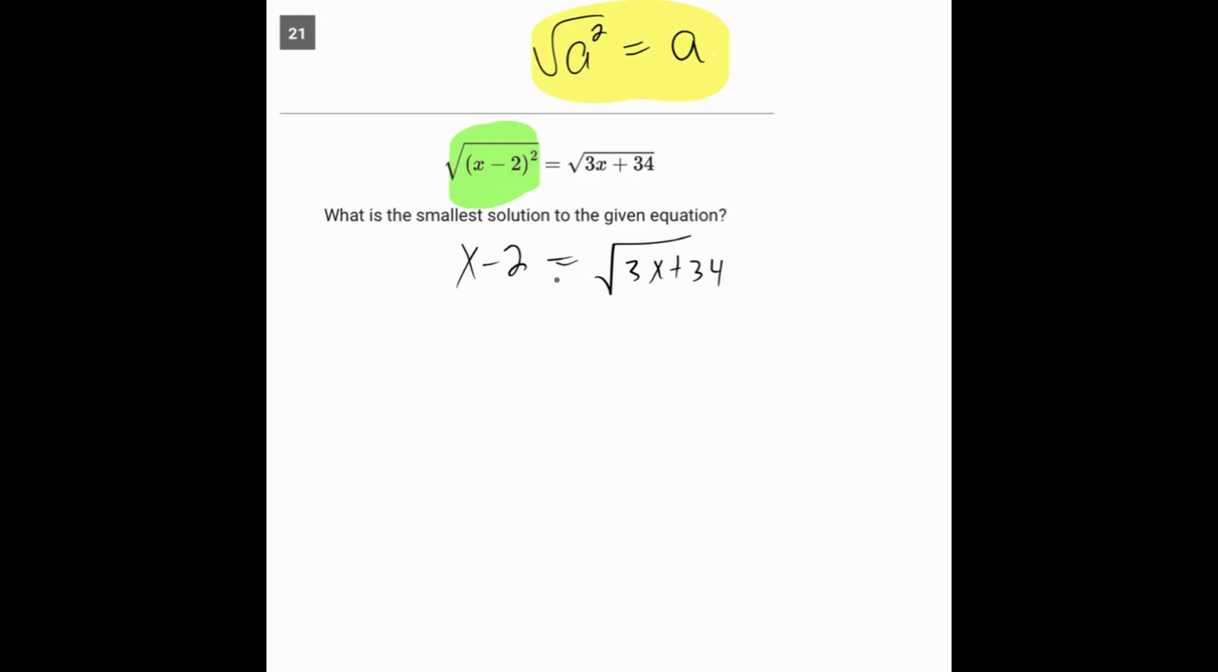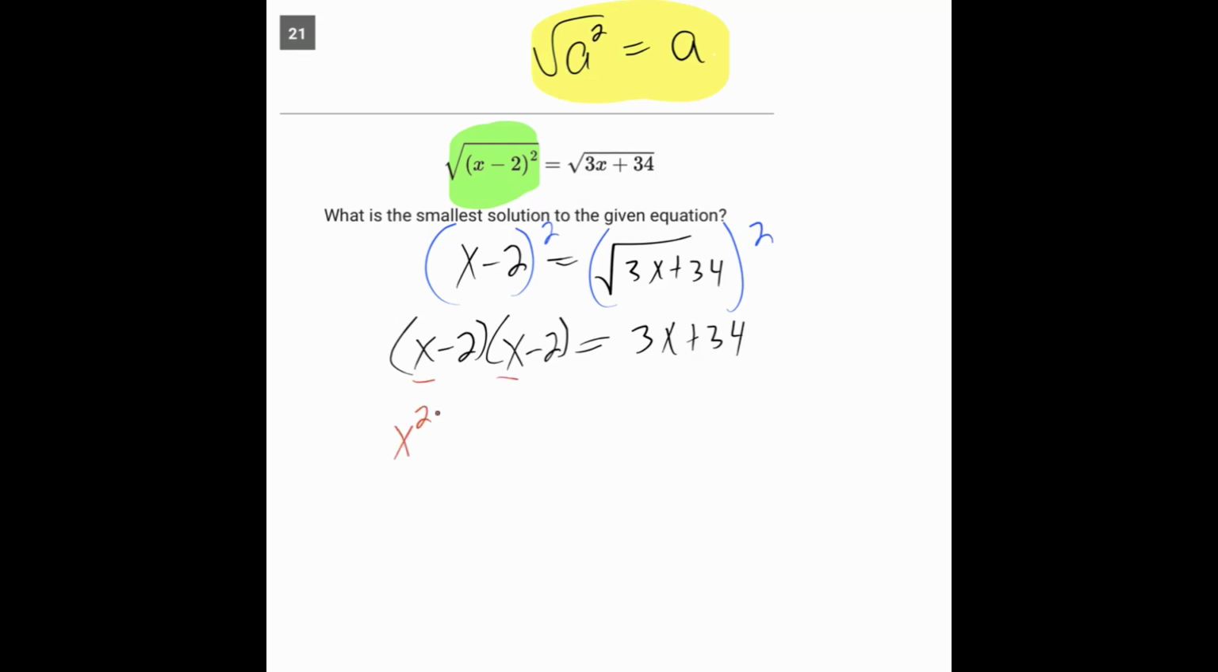Now, we're in a regular radical equation situation where we can just square both sides and actually get rid of the radical on the right-hand side. On the left-hand side, we have x minus 2 squared, which looks like this. Squaring a number means you're multiplying it by itself. So now we can FOIL. We can do first times first, which is x squared. We can do outer times outer, which is negative 2x.